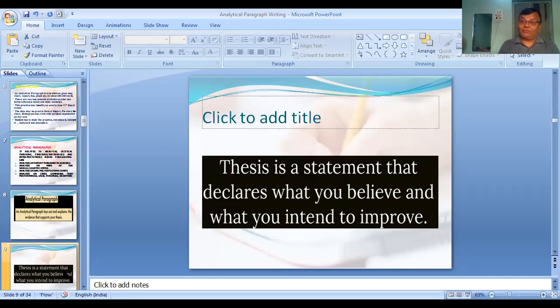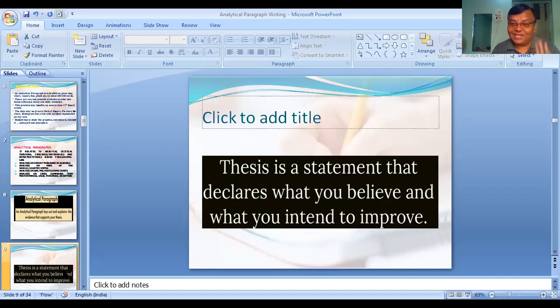diagram shows. A very important thing you should keep in mind is that while you analyze anything, don't give your personal opinion. I feel, I am of the opinion, I believe like that. Don't write any of these sentences at all. Avoid "I". Always remember this point. When you write an analytical paragraph, don't include your personal approach at all.